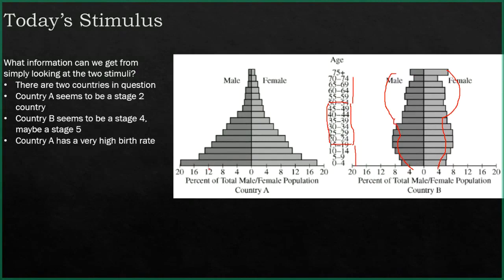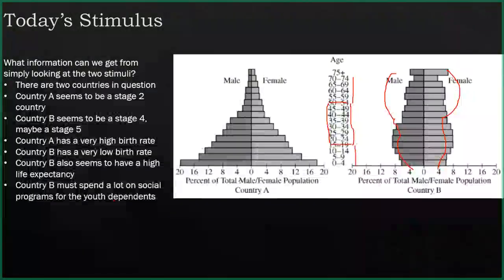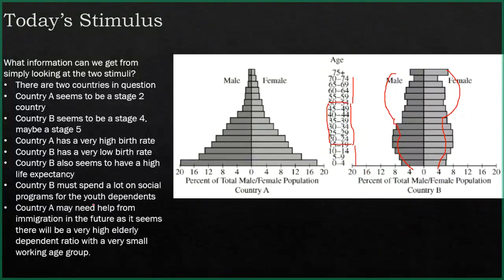Country A evidently has a very high birth rate. Country B has a very low birth rate. Country B also seems to have a very high life expectancy. Note the large peak. And then country B must spend a lot on social programs for the youth dependents and the elderly dependents. And then country A may need help from, okay, no, when I typed that, I meant country B. So country B over here might need help from immigration in the future, as it seems that there will be a very high elderly dependent ratio and a very small working age group.